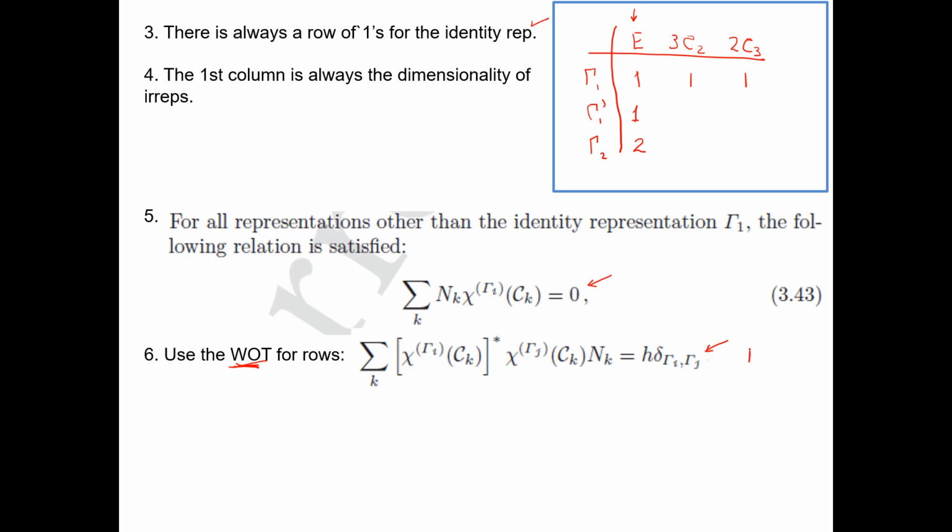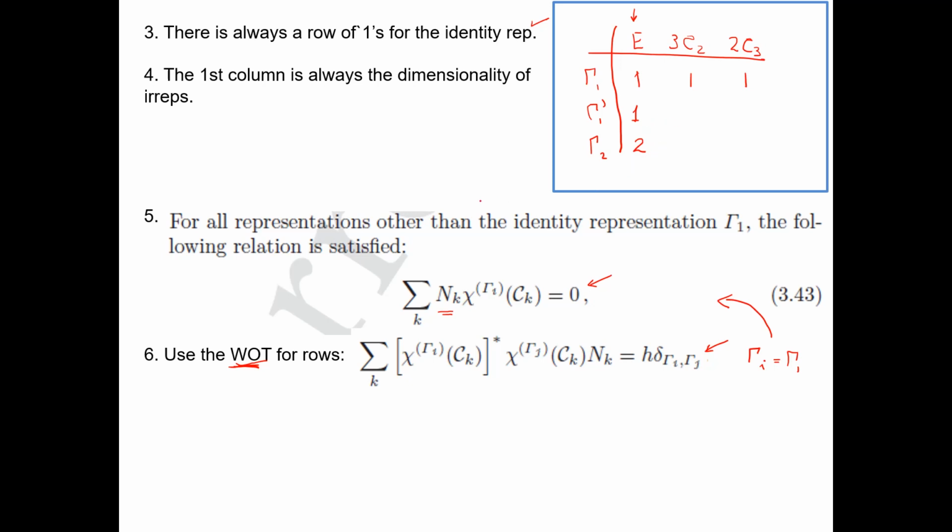So if you choose, for instance, gamma I in this equation to be gamma 1, which is the identity representation, you get this equation. This equation tells us that if you sum over a single row, the sum of all characters times the number of elements in the class must be equal to 0. Okay. In many cases, this is sufficient to find out what the other characters are.